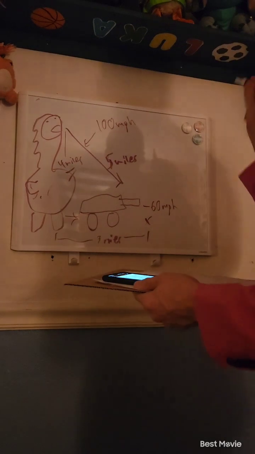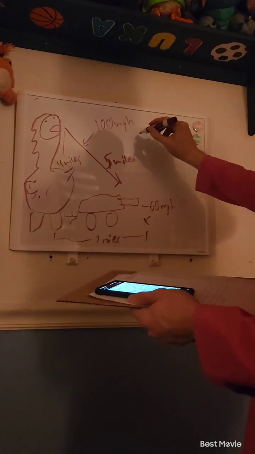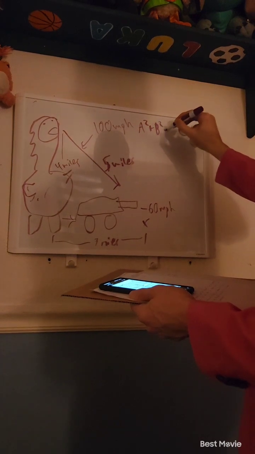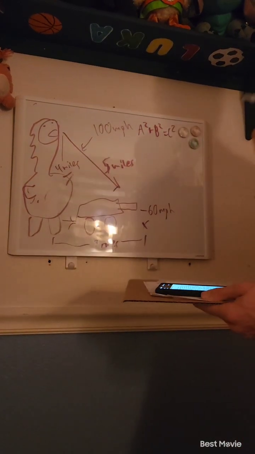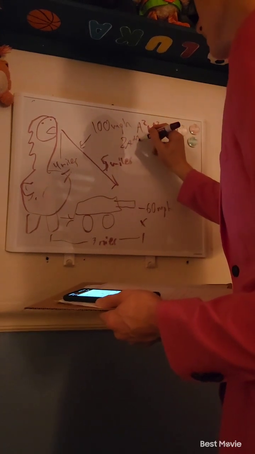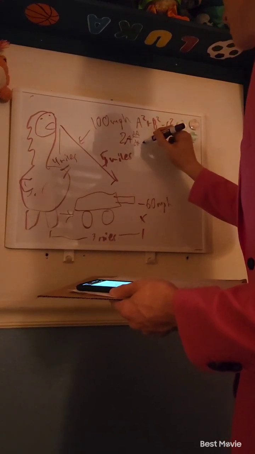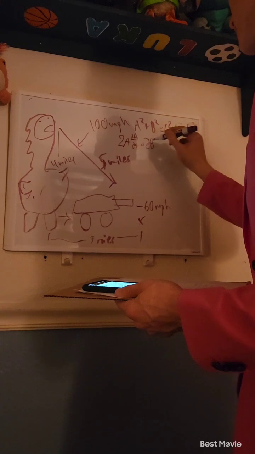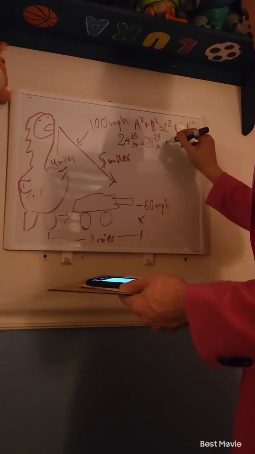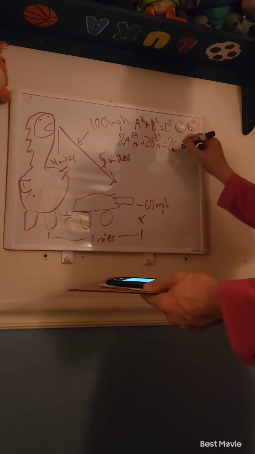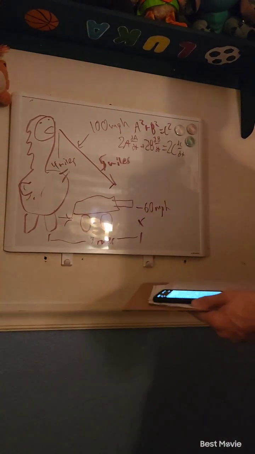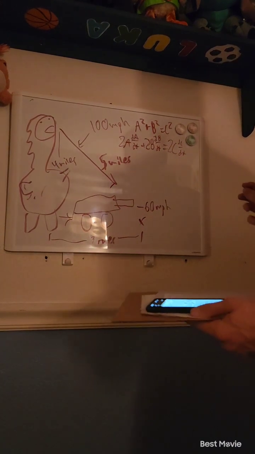So this can once again be expressed with Pythagorean's theorem of a squared plus b squared equals c squared. And we can once again take the derivative with respect to time. 2a dA dt plus 2b dB dt is equal to 2c dc dt. And now we're once again going to put in our known values.